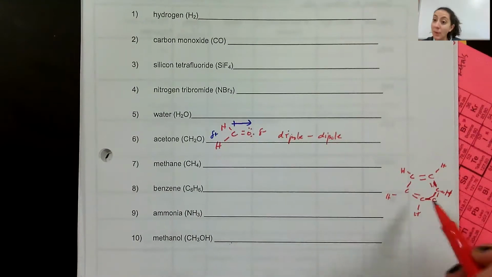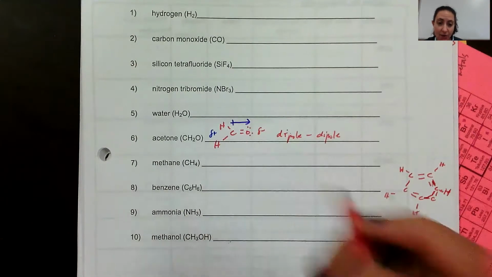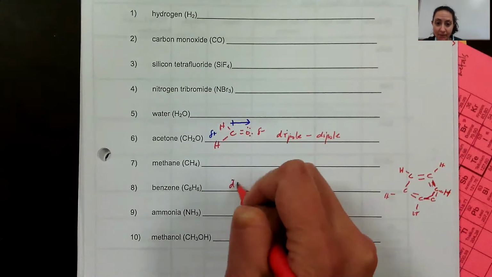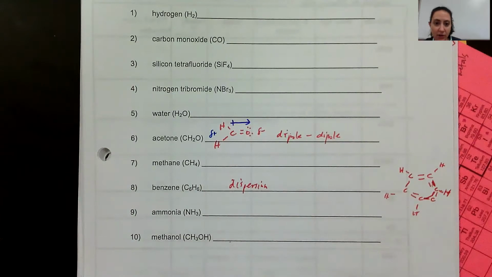There's 6 in a circle. This is actually nonpolar. There's nothing to that. So this one is going to be dispersion. London dispersion, van der Waals, electron dispersion, whatever you want to call it.